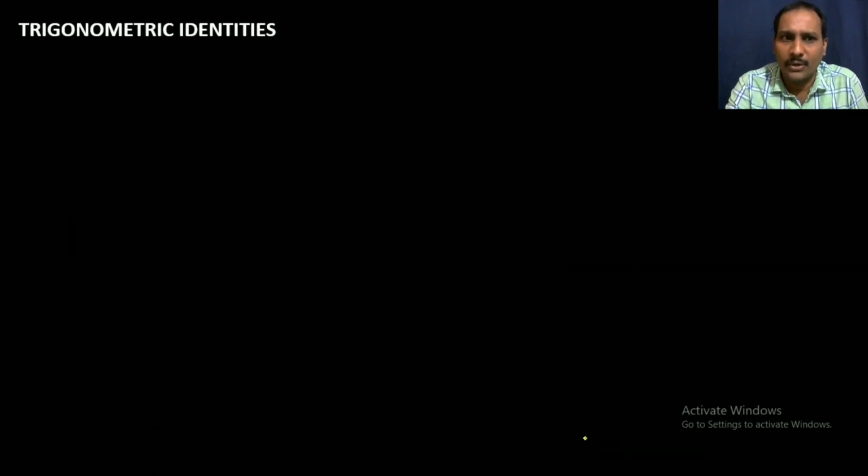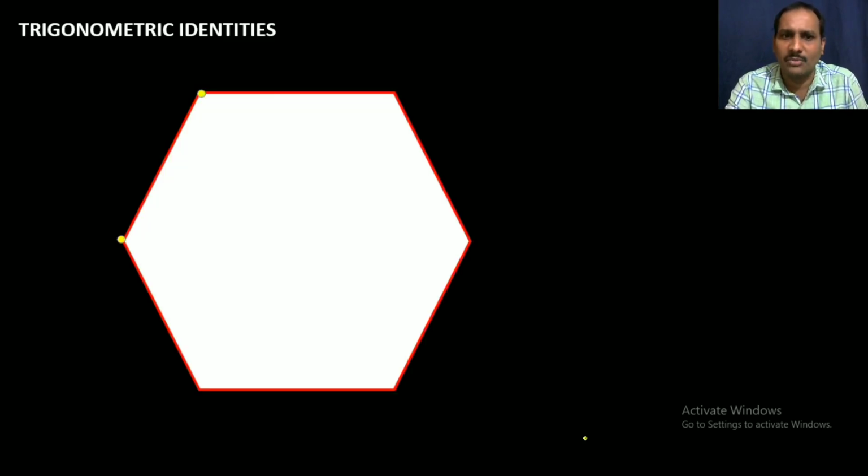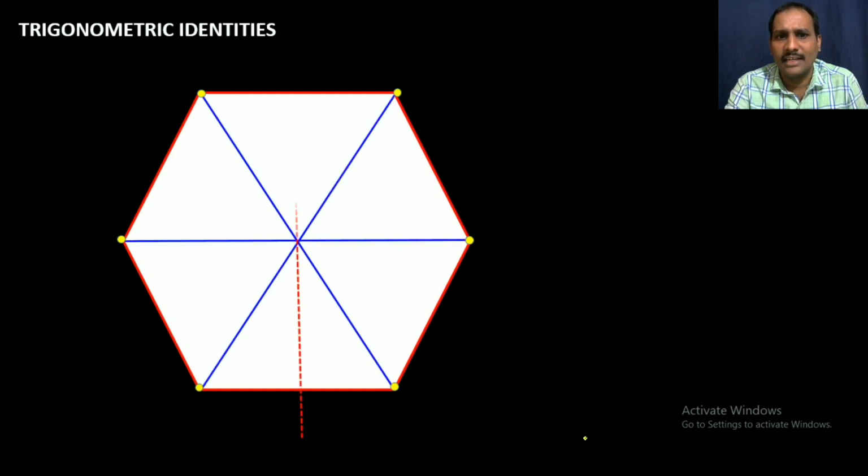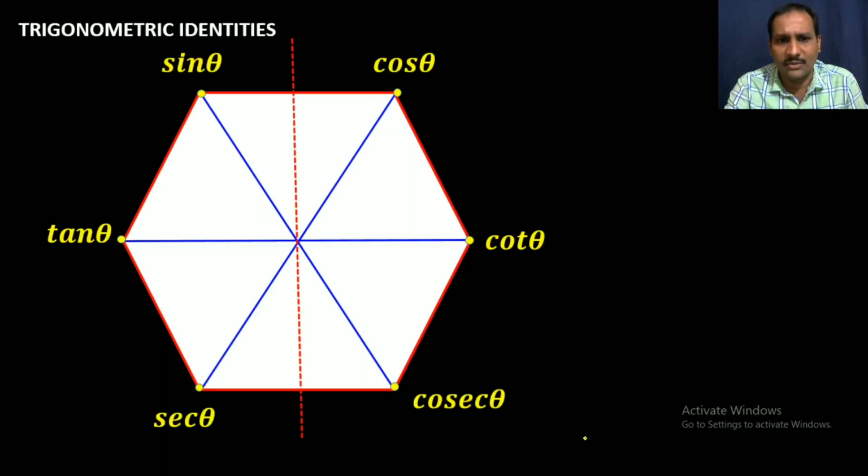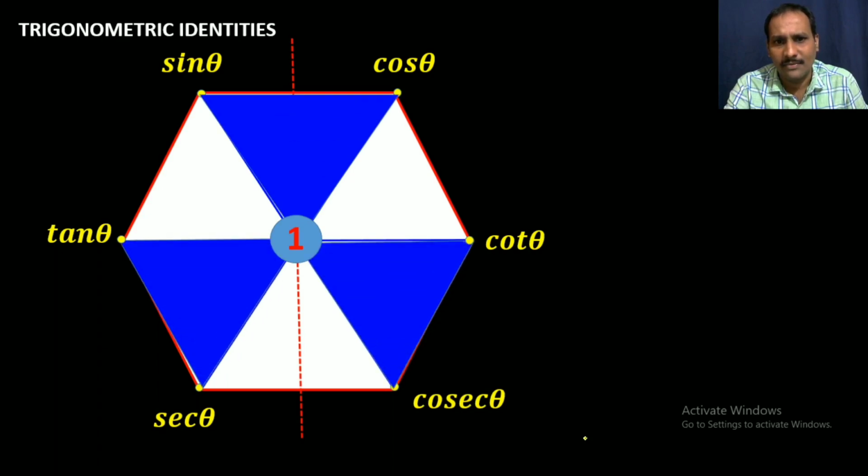Now the very important one, the trigonometric identities. So for this also the same thing is to be followed. 6 vertices, 3 diagonals, 1 vertical line which is dividing the hexagon into 2 identical parts, and indicating the trigonometric ratios at the vertices, and in the middle you have to write 1. Now for this you have to take 3 triangles like this. So 3 similar triangles, or you can say congruent triangles here. Now you have to consider them in this direction. You can say clockwise direction. Clockwise direction. See here.